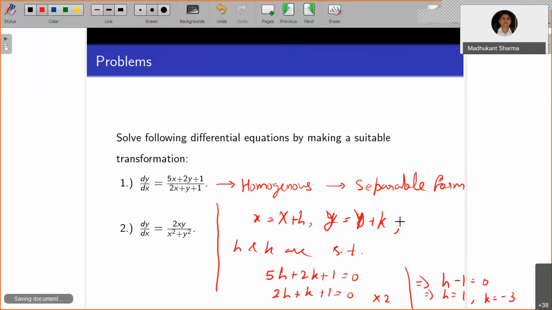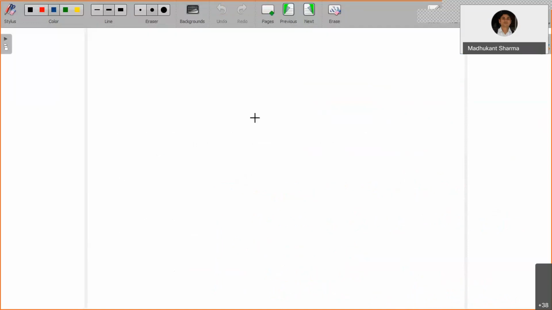So your transformation is going to be x equals X plus 1 and y equals Y minus 3. Once you do that, you will have the following form. dY by dX equals the transformed equation, which is (5X plus 2Y) divided by (2X plus Y).